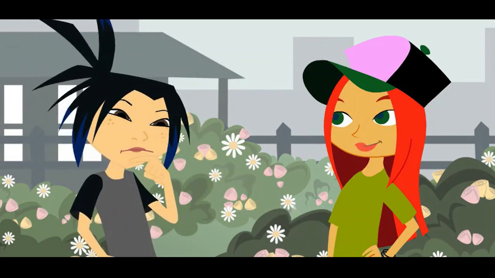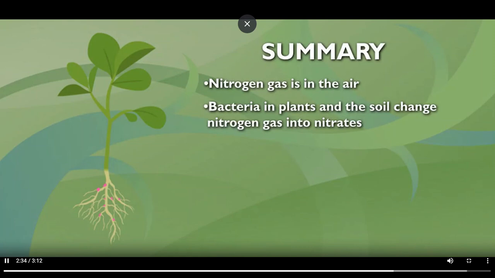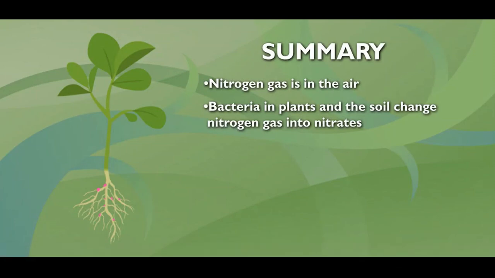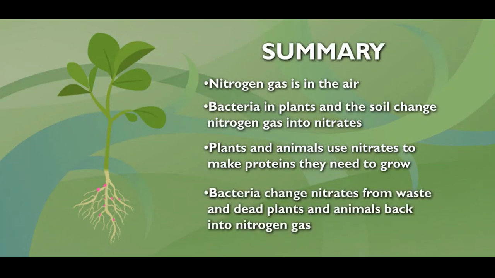I think I've got it. Nitrogen is a gas in the air. Then bacteria in plant nodules and in the soil change it into nitrates. Next, plants and animals use the nitrates to make proteins they need to grow. And last of all, bacteria change the nitrates from waste and dead matter back into nitrogen gas. And the cycle starts all over again.